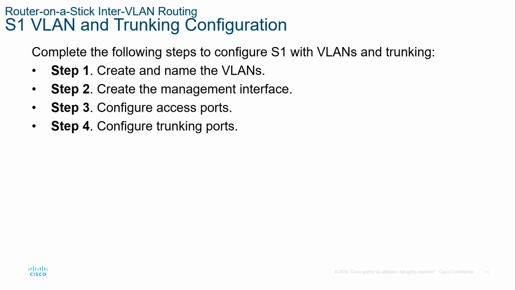How do we set up VLANing? Well, first, on the switch, we create and name the VLANs. We create the management interface if we're not using VLAN 1. We have to configure access ports and trunking ports. I always suggest hard coding these. I don't like using the negotiated port types. That's just me. But there are pros and cons for using them, which I've discussed in other videos.